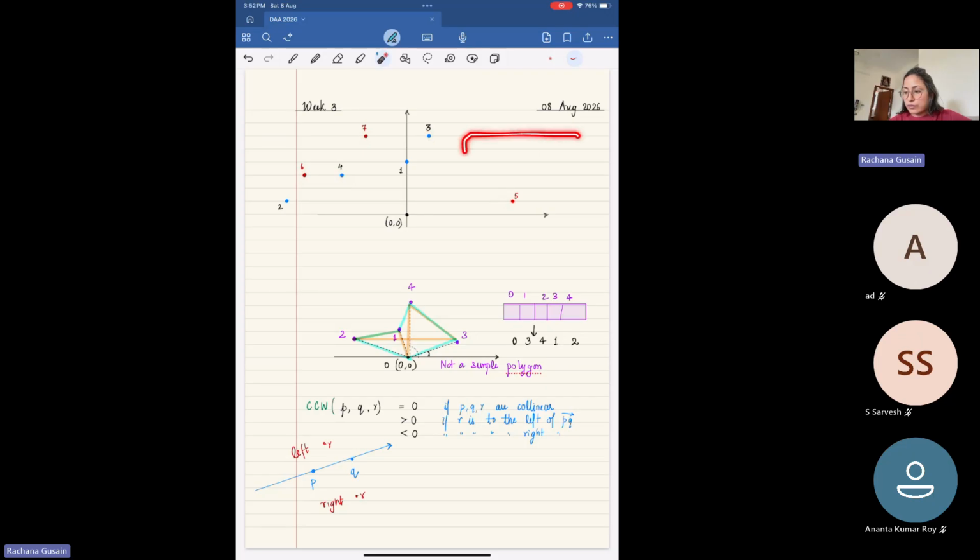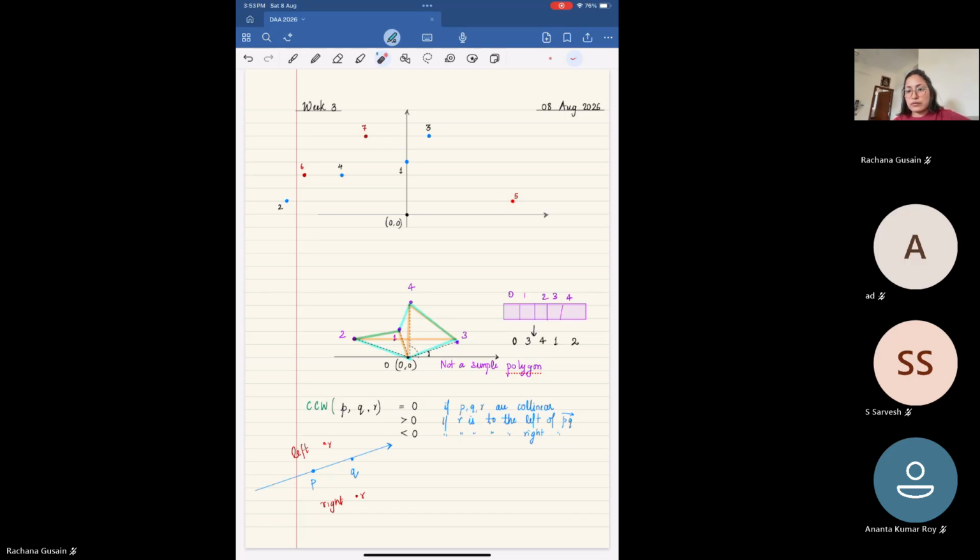So I have this array of size 7. At the 0th index, I have the origin, and then from 1 to 7, I have these points. Right? So in the merge sort, what are we going to do? We are going to split those 7 points into two halves. Here I had split them like this, 1 to 4 in the first half and 5 to 7 in the second half.